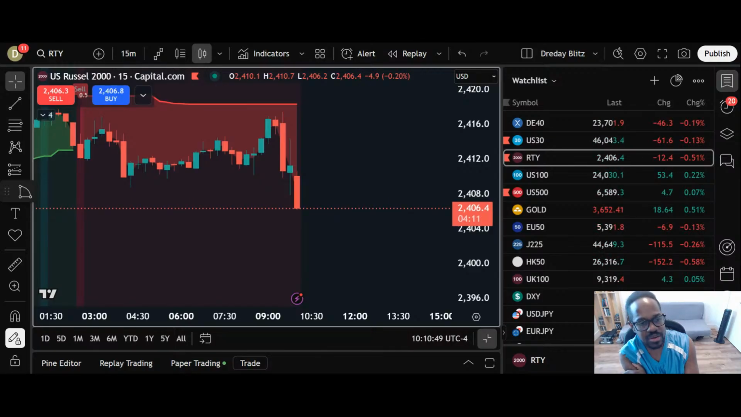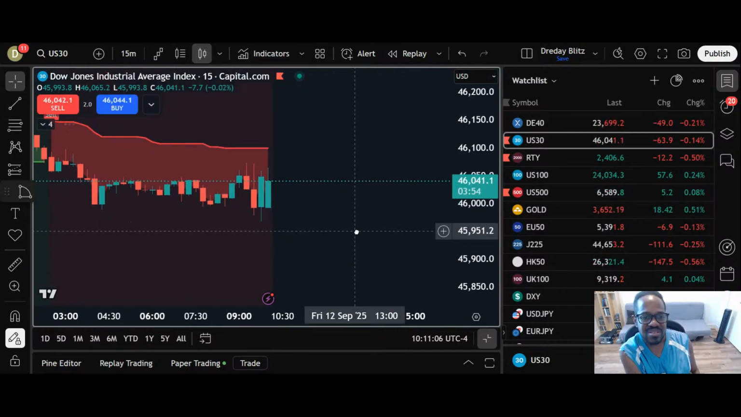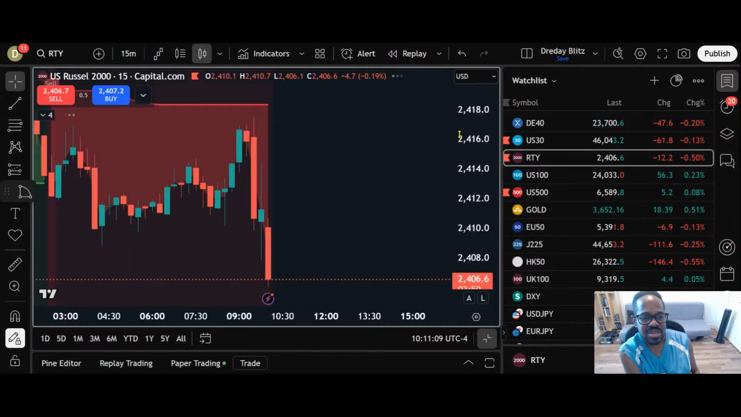So right now, as you can see, Russell is tanking right now since the call of a sell that we had. So I think, let me double check here on US30. Yeah, US30 is starting to go up a little bit, but Russell is tanking big time.